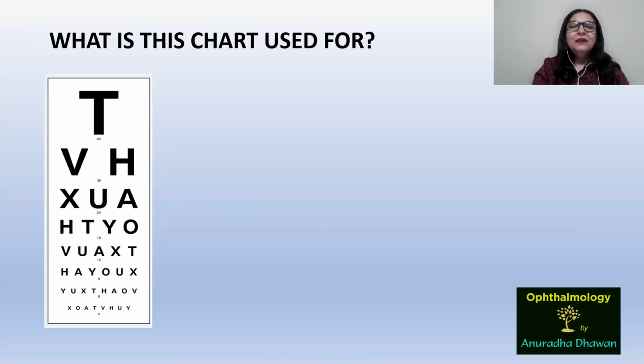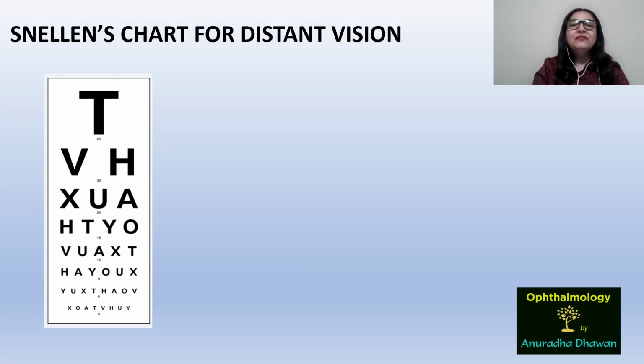Okay, so what is this chart used for? So what are we seeing over here? We are seeing a chart on which the English letters are written, first one letter in the topmost row, then two letters in the second row. Friends, this is the chart which is known as Snellen's chart, and this is used for distance vision testing for adults and older children. So as you can see here, this is an English language chart.